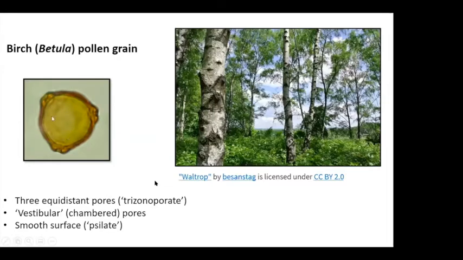So apertures and the surface are quite important features for identification. Palynologists have their own special language for a lot of these terms. You can see me pointing out some of these here. So we're talking about 3 equidistant pores. So tri, meaning 3, zono, equidistant, and porate, pores. Smooth surface, the palynologist term for that is psilate.